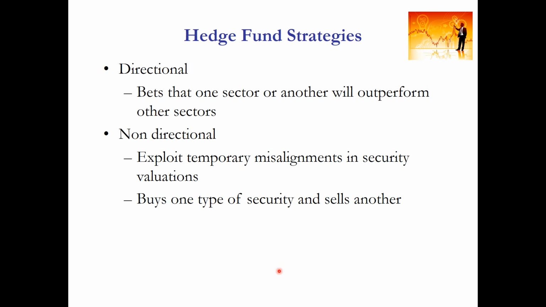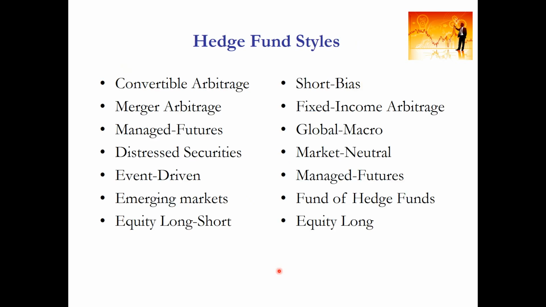Whereas a non-directional strategy is basically an arbitrage type of strategy where you try to exploit temporary misalignments in security valuations. Based on security valuations, you strive to buy and sell securities, and then the return will simply be the premium or the return differential between these assets. Now we can see a more granular list of some of the particular approaches used by hedge funds, for example, convertible arbitrage, merger arbitrage, managed futures, distressed securities, and so on.